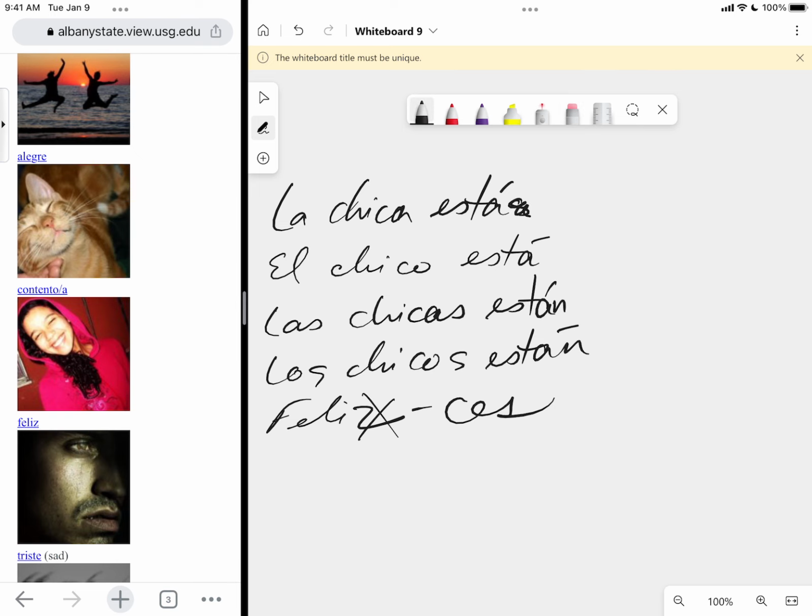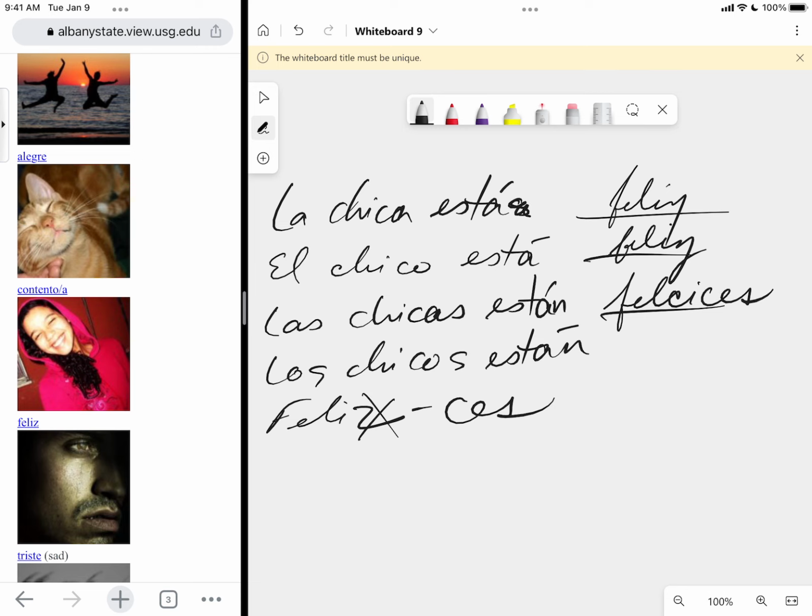So could you fill in the sentence here? Está feliz. Están felices. I totally did not spell that right. Felices. I got a little zealous on the felices. All right, so we're going to change it for number, but not for gender. Drop the Z, add CES. We learned that when we were talking about single nouns changed to plural nouns that ended with a Z.